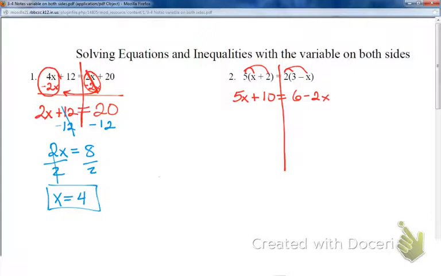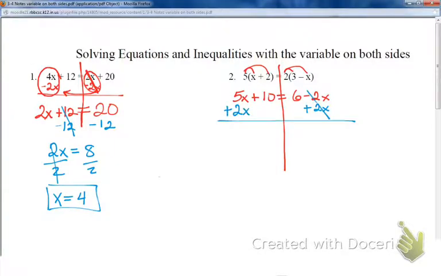So now I need to, step 2, move my variables to the same side. Again, in this case, I could either subtract 5x on both sides, because positive 5x and negative 5x would cancel, but I don't want to do that because that again will give me negative x's over here, and I don't like negative x's, I like positive variables. So instead of subtracting 5x, I'm going to add 2x to both sides.